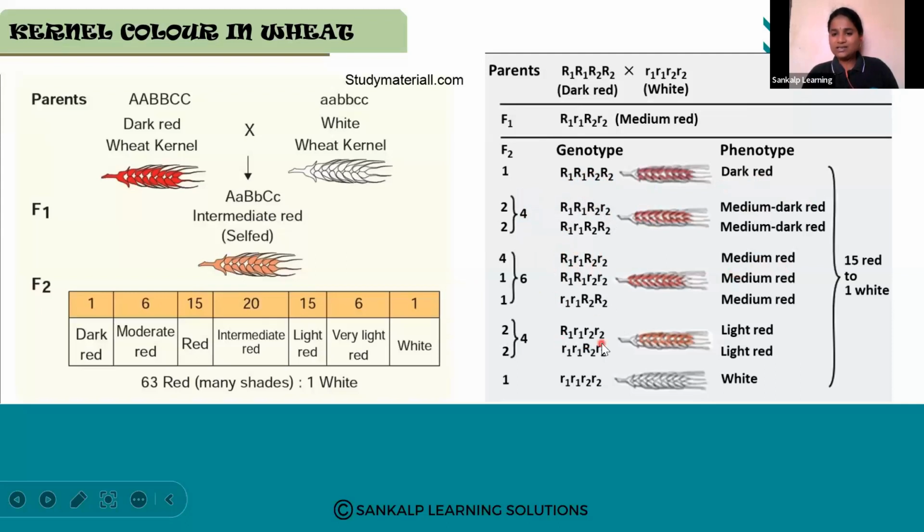Next, when you consider this, R1, R1, R2, R2, only one dominant allele is present. So it is light red. At last we got all the recessive alleles, so white color was obtained. As you observe, the number of dominant alleles influences the color of the kernel. If the dominant alleles are more, the red shade will be more. By this, we understand that certain characters in many organisms are controlled by 3 or more genes.